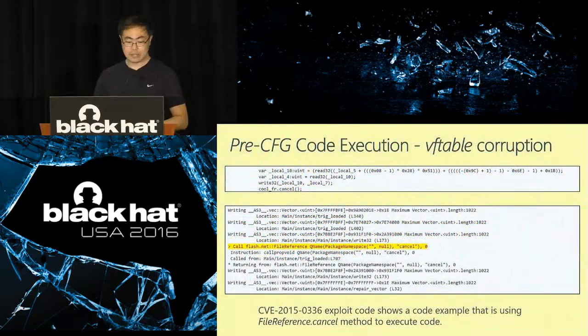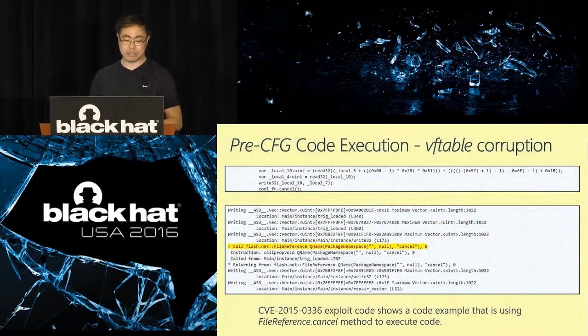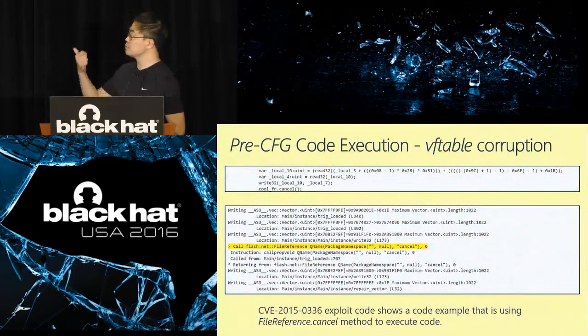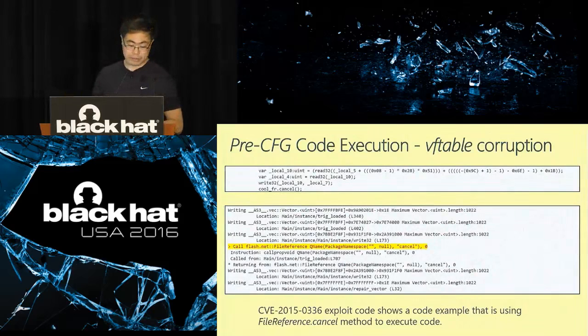For example, when CFG was not present, vftable corruption from the actual Flash exploit code was just four lines of code. It reads some object address and overrides one function pointer inside the vftable, and then you call one method from that corrupted object. And from the yellow background line, it's just calling FileReference cancel.